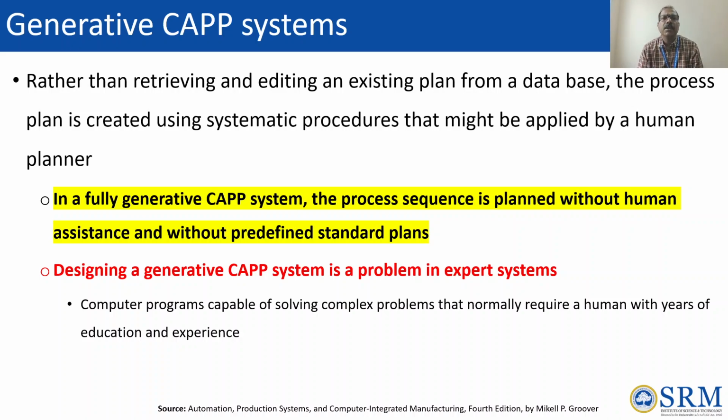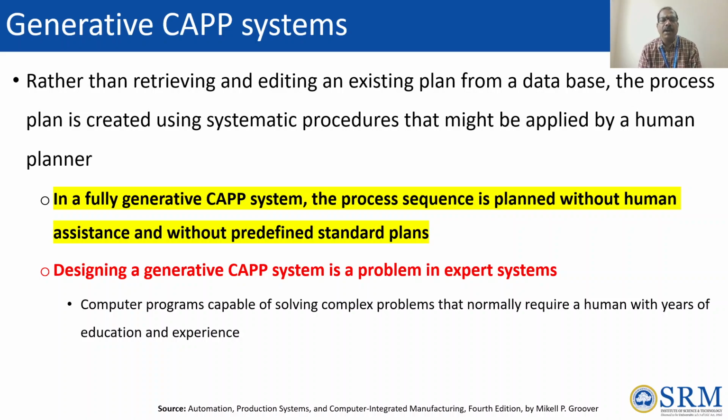If a standard process plan is not available for the new product, not even a similar one, then we need to prepare it from the beginning and store it in the database for future use. So that is what we saw, and also we saw some classification systems and examples.